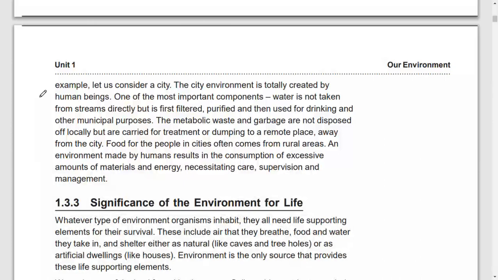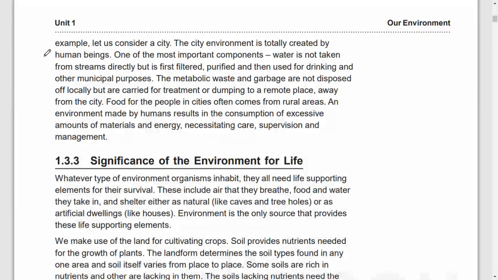For example, let us consider a city. The city environment is totally created by human beings. One of the most important components, water, is not taken from streams directly but is first filtered, purified and then used for drinking and other municipal purposes. The metabolic waste and garbage are not disposed of locally but are carried for treatment or dumping to a remote place away from the city. Food for the people in cities often comes from rural areas. An environment made by humans results in the consumption of excessive amounts of materials and energy, necessitating care, supervision and management.